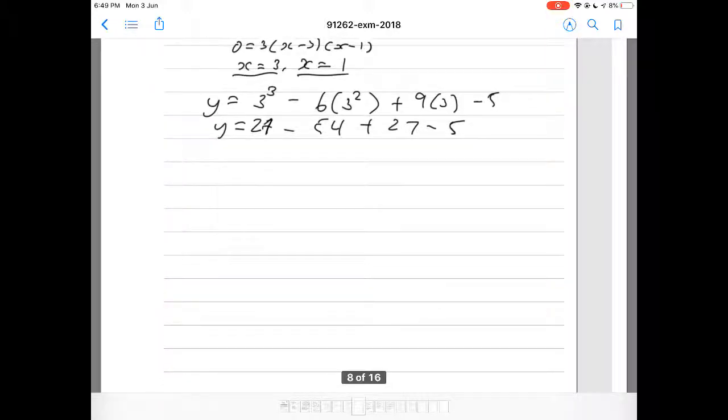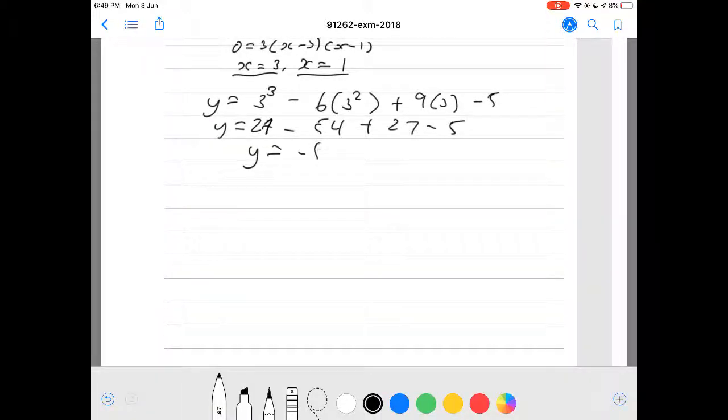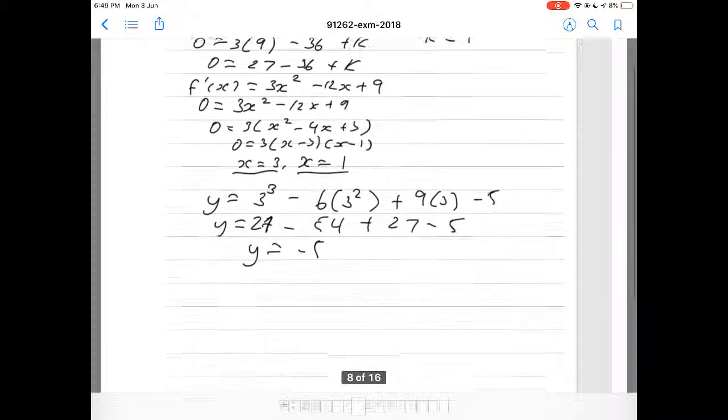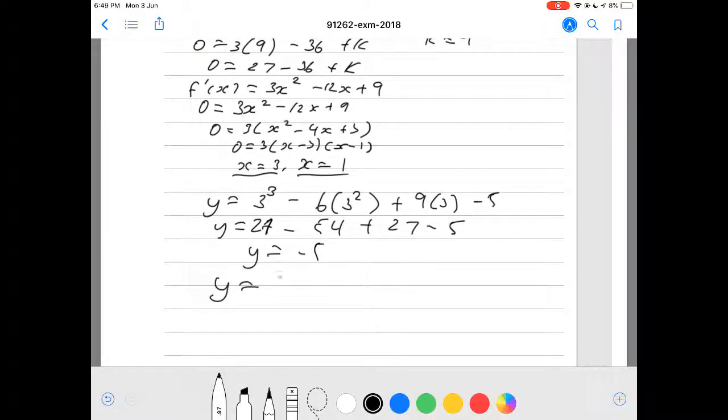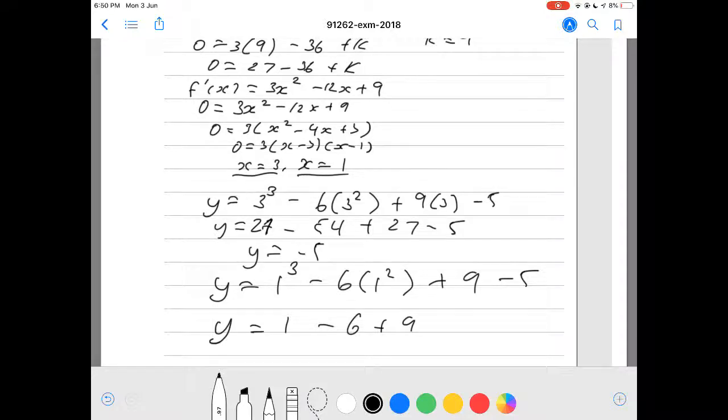Yeah, now we can get our... Now y is negative 5. So y equals negative 5. And now we'll substitute x equals 1. So y equals 1 cubed minus 6 times 1 squared plus 9 minus 5. y equals 1 minus 6 plus 9 minus 5. Plug into our calculator. Should get negative 5, 4, negative 1. So y equals negative 1.